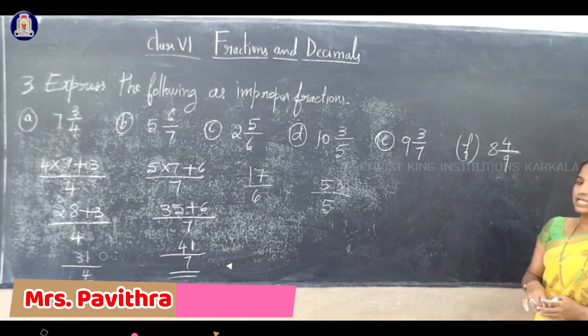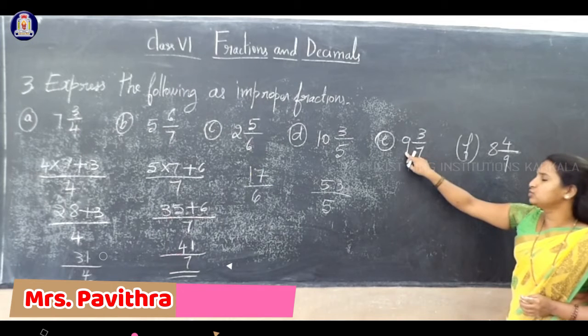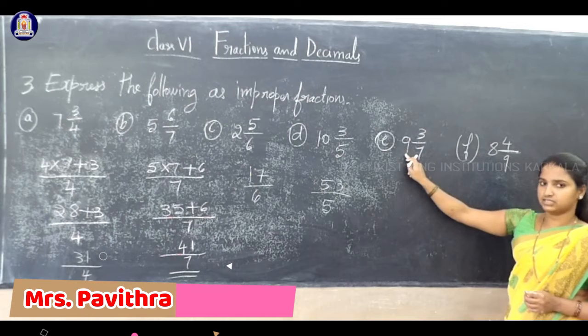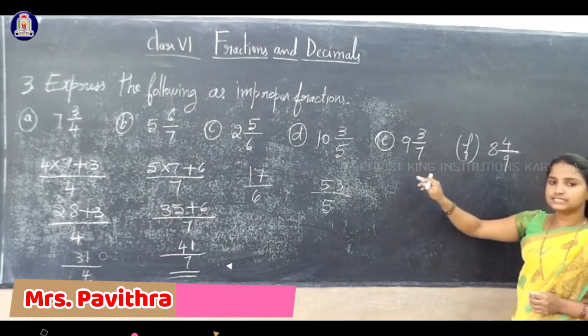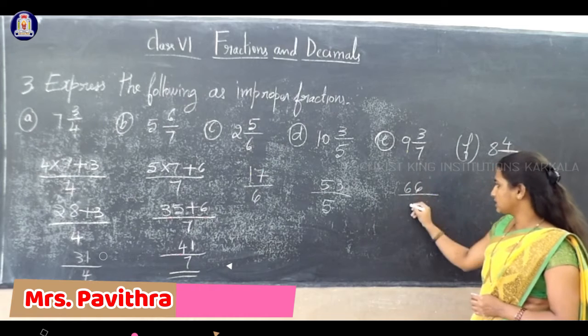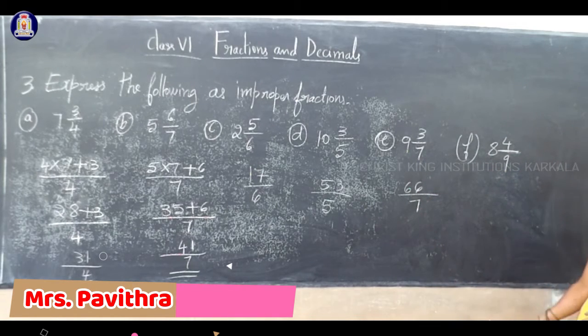So 9 3 by 7. So multiply 7 into 9 or 9 into 7. 9 sevens are, 7 9s are 63. 63 plus 3, that is 66. So what is the denominator? Denominator is 7. So the answer is 66 by 7.